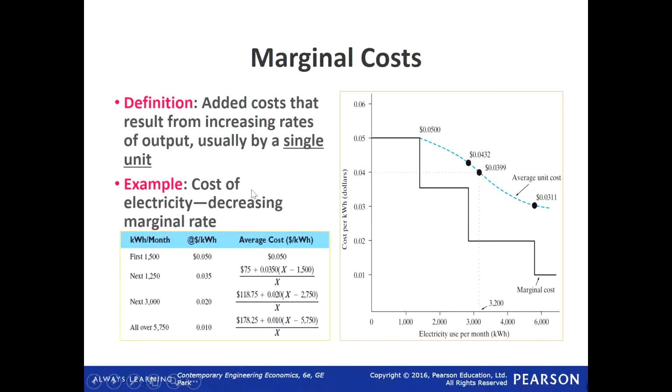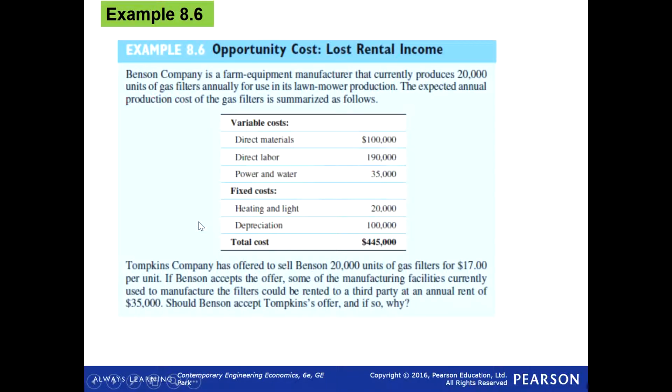This is a typical example of a marginal cost: when we pay our electricity bill, if we consume the first 1500 kilowatt hours, this is the bill, but for the next 1250 the rate is different. If you increase to more than that, when it is the next 3000 units, the rate is different, and above this rate it is different. So this is an example of a marginal cost or a differential cost.